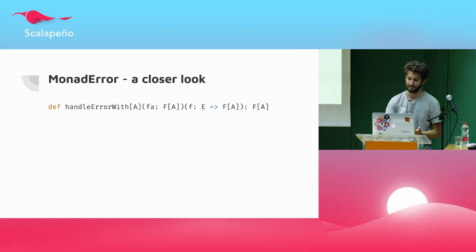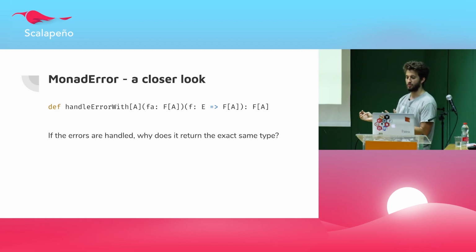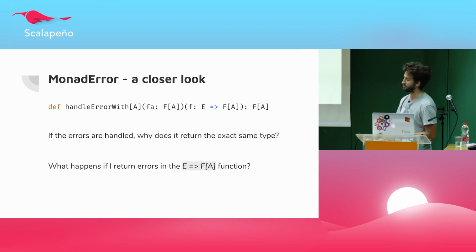And that means, in essence, that if all the errors are handled inside of this function, why does it return the exact same type? That always seemed a bit odd to me. And what happens if I return errors in the return type of the f function, right? So if I have errors there, do they propagate? It's not exactly clear. So I'm a bit wary.